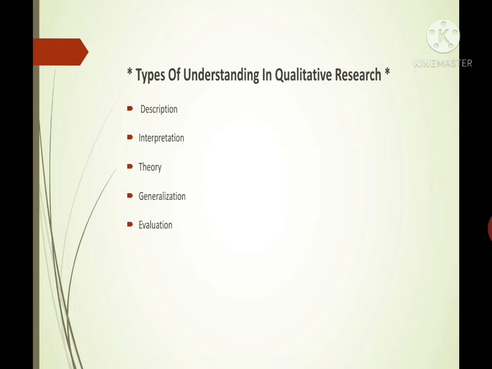The first is description. Description is explaining what happened in terms of observable behavior or events. Then interpretation is about the meaning of these things for the people involved, of their thoughts, feelings, and interpretation.